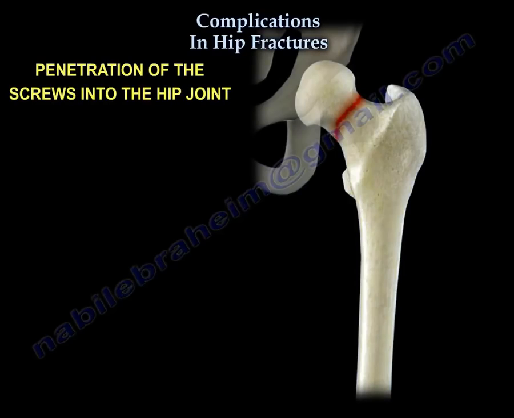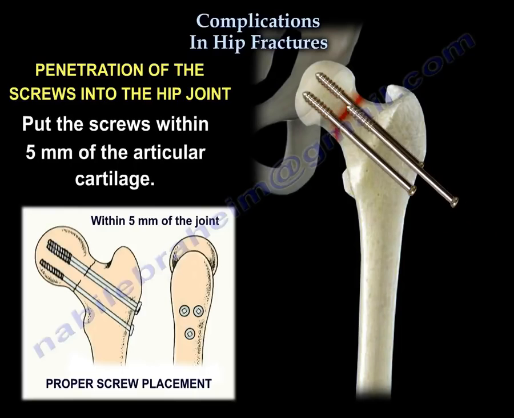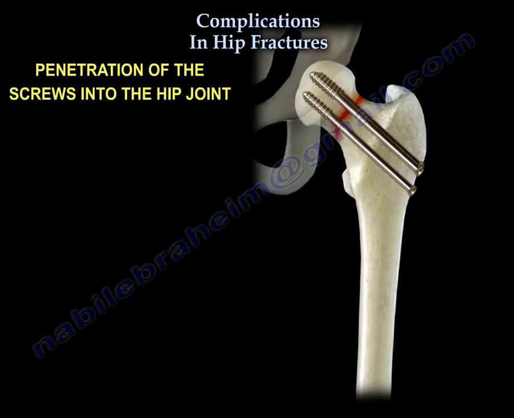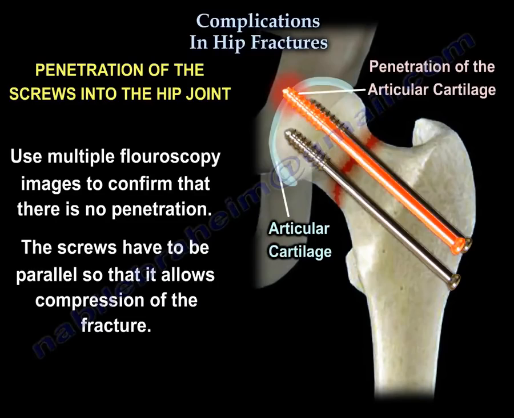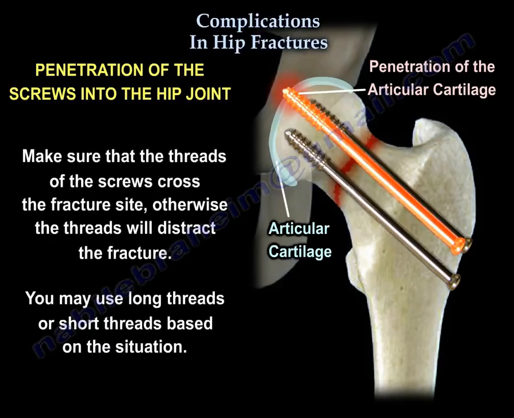Another complication is penetration of the screws into the hip joint. You're going to put the screws within 5 millimeters of the articular cartilage. You can use multiple fluoroscopy images to confirm no penetration, and the screws have to be parallel so it allows compression of the fracture. Make sure the threads of the screws cross the fracture site. Otherwise, the threads will distract the fracture. You may use long threads or short threads based on the situation.